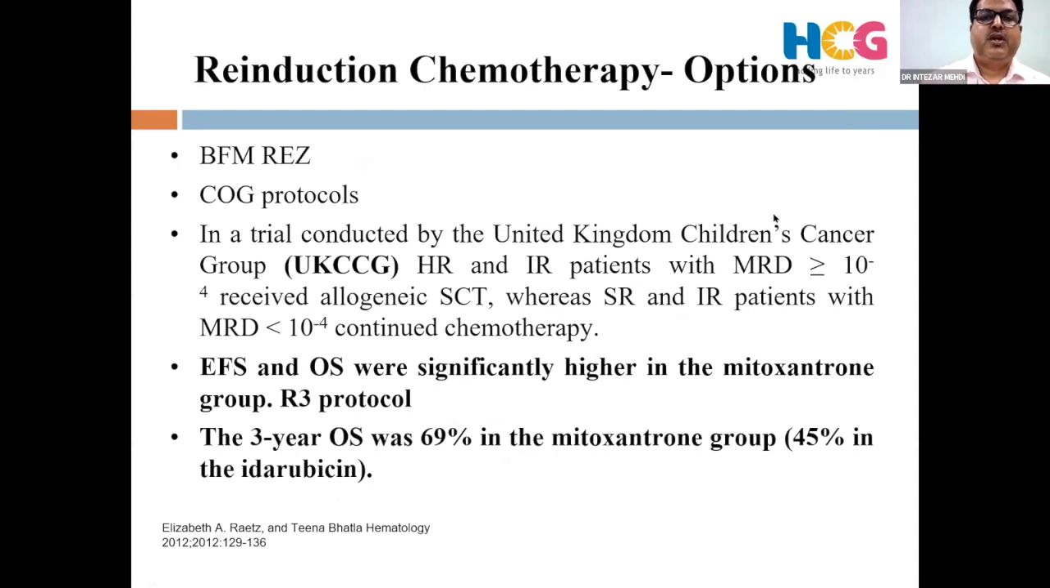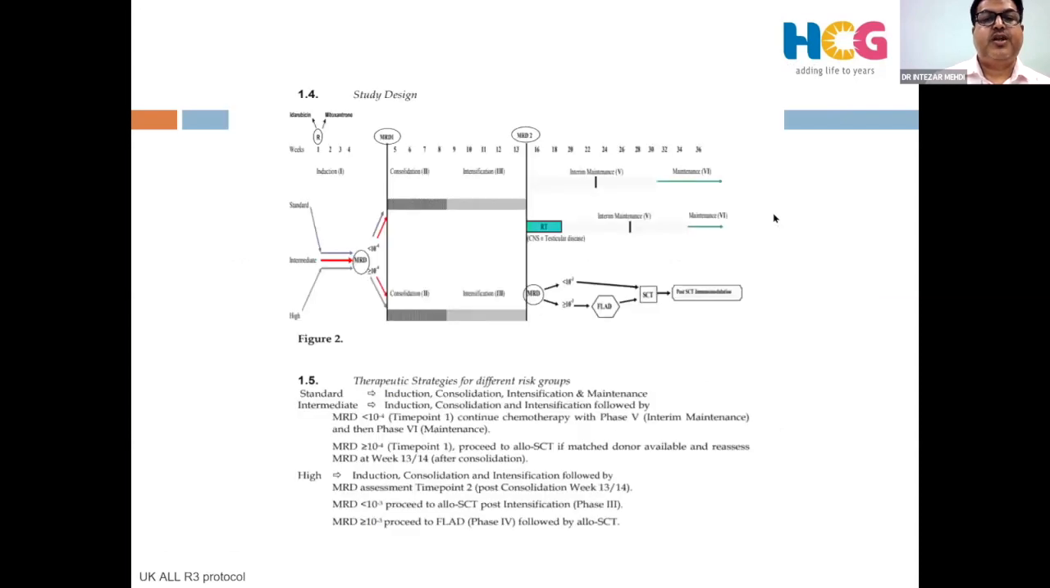Now, reinduction chemotherapy options: until a few years ago, we had the option of either the BFM ALL-REZ protocol, COG protocol, or the UKALL R3 protocol. The R3 protocol clearly showed that mitoxantrone was better than idarubicin, and 3-year overall survival was 69% in the mitoxantrone group compared to 45% in the idarubicin group.